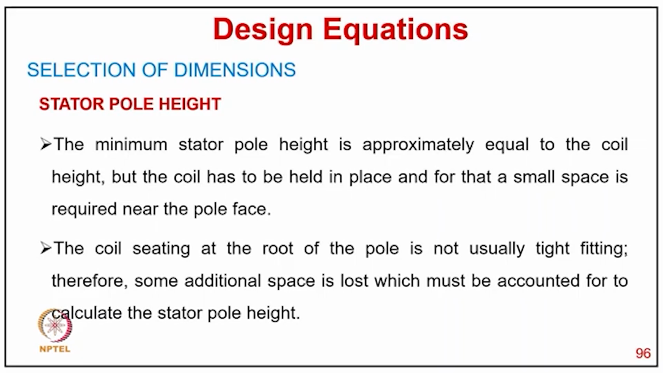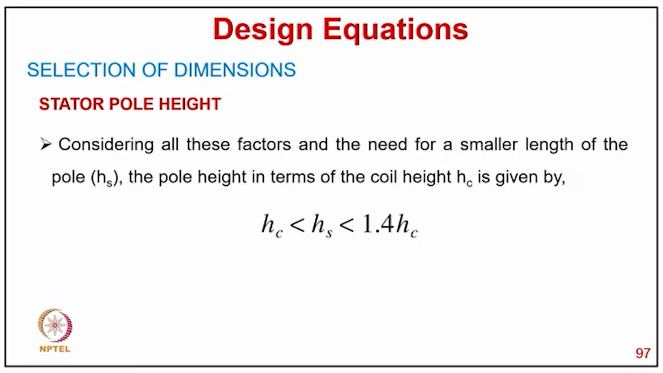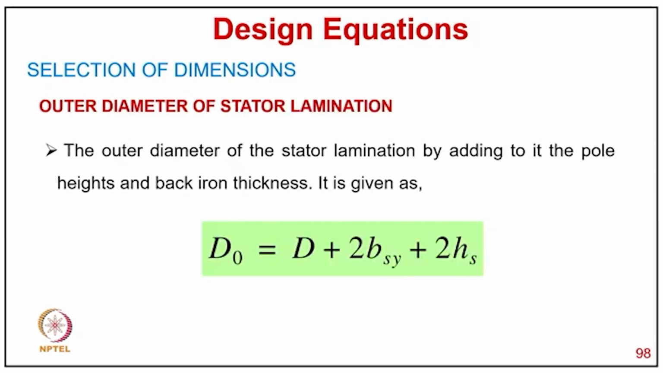but the coil has to be held in place, and for that a small space is required near the pole face. The coil sitting at the root of the pole is not usually tight fitting, and therefore some additional space is lost, which must be accounted for to calculate the stator pole height. Considering all the factors and the need for a smaller length of the pole, HS should be between SC and 1.4 SC.